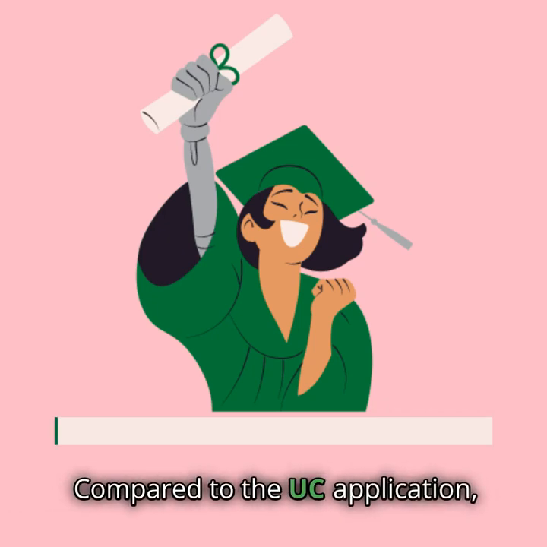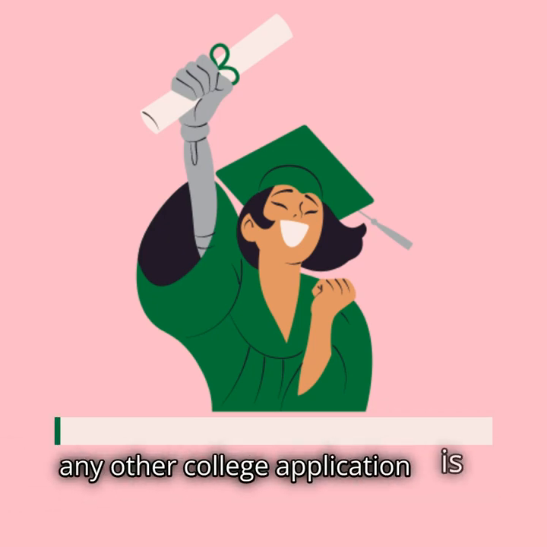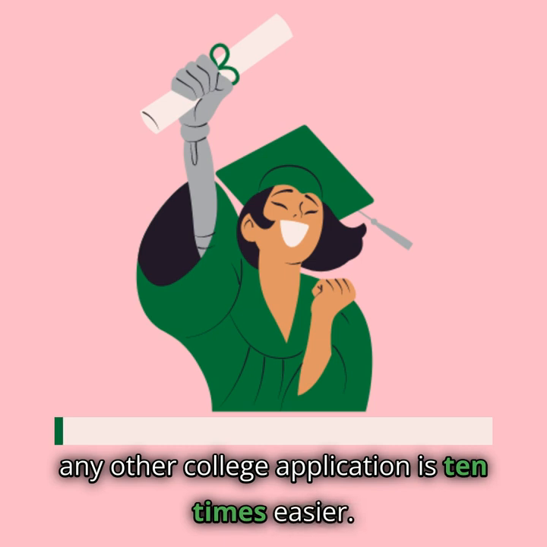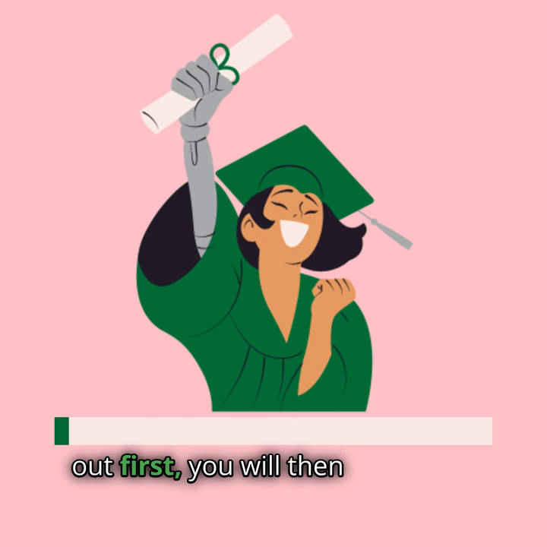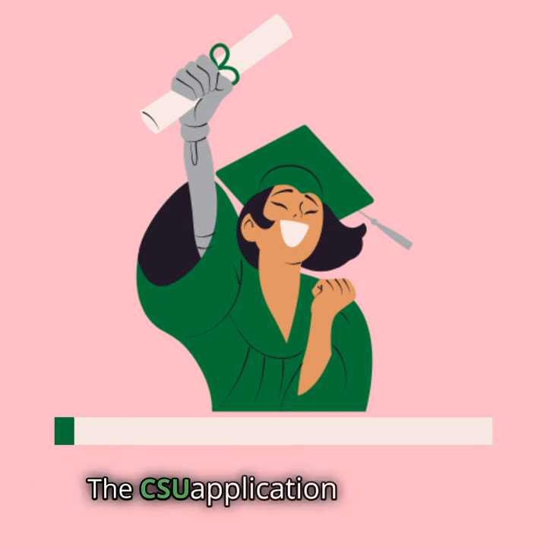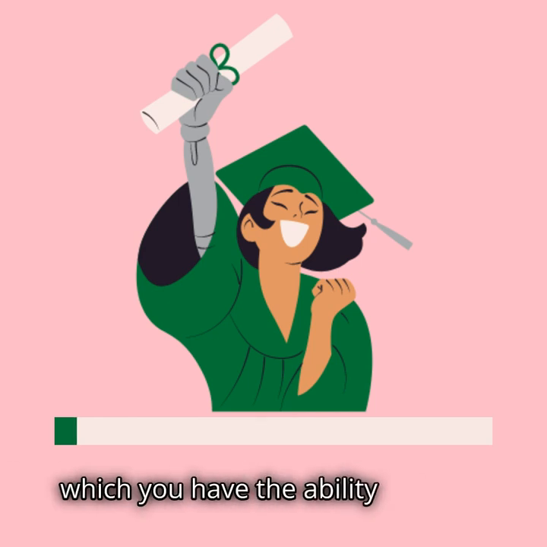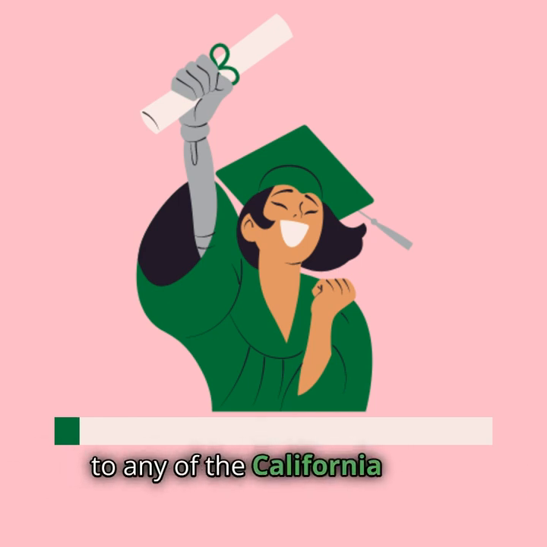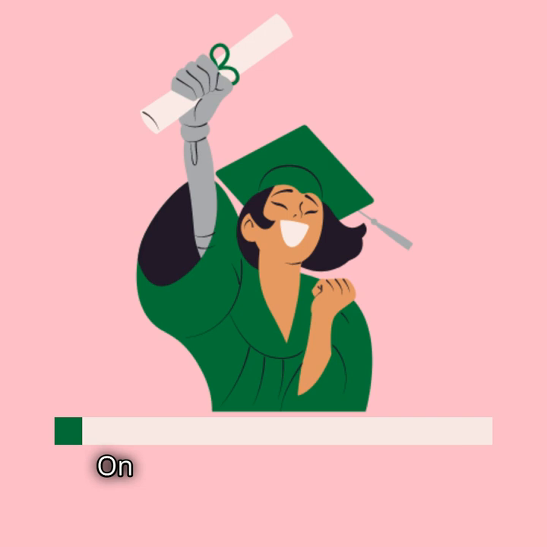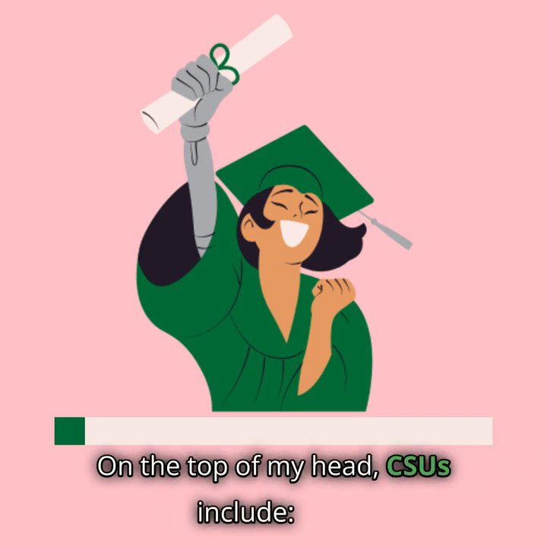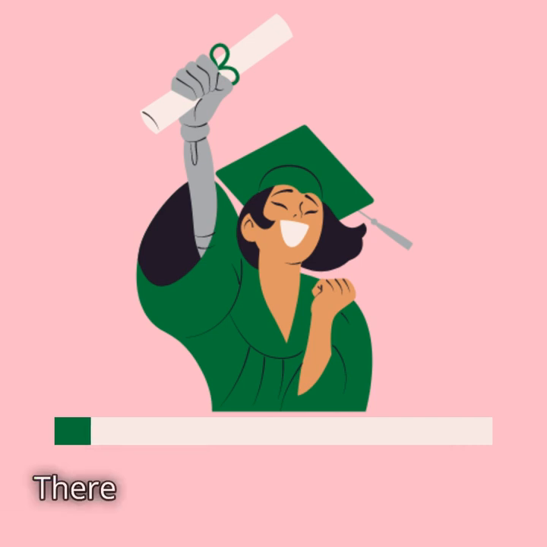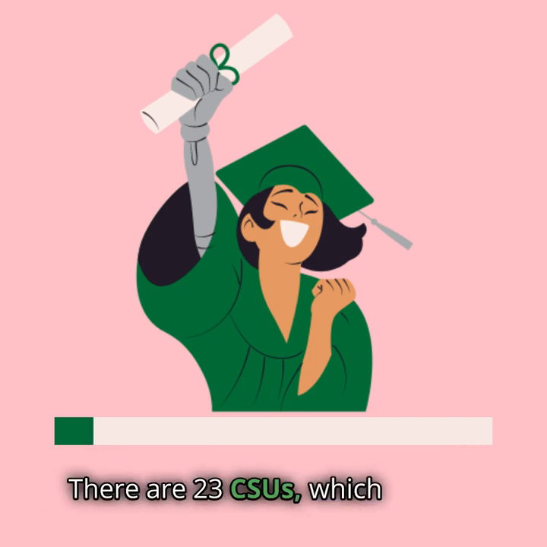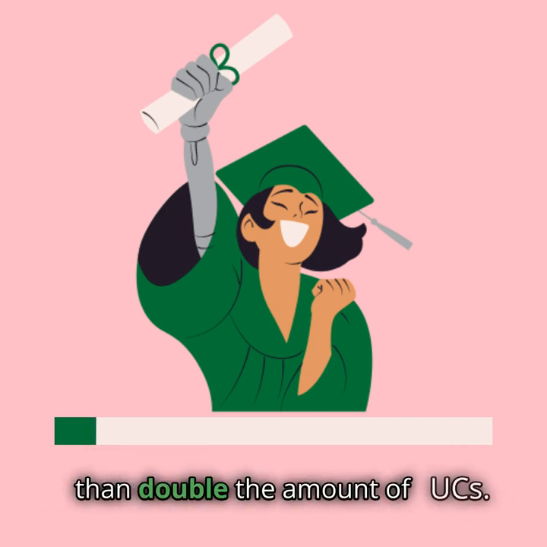Compared to the UC application, any other college application is 10 times easier. And if the UC application is the one you fill out first, you will then have all of the information you need to fill out the rest of them. The CSU application is a site in which you have the ability to apply to any of the California state universities. Off the top of my head, CSUs include San Jose State, Sonoma State, Cal State, etc. There are 23 CSUs, which is more than double the amount of UCs.